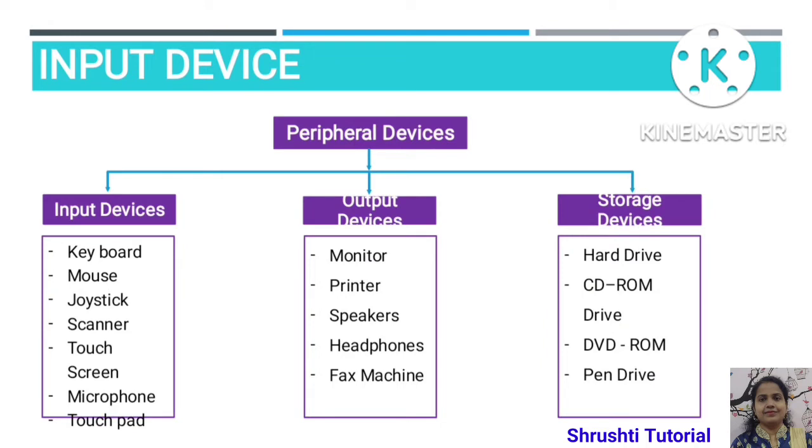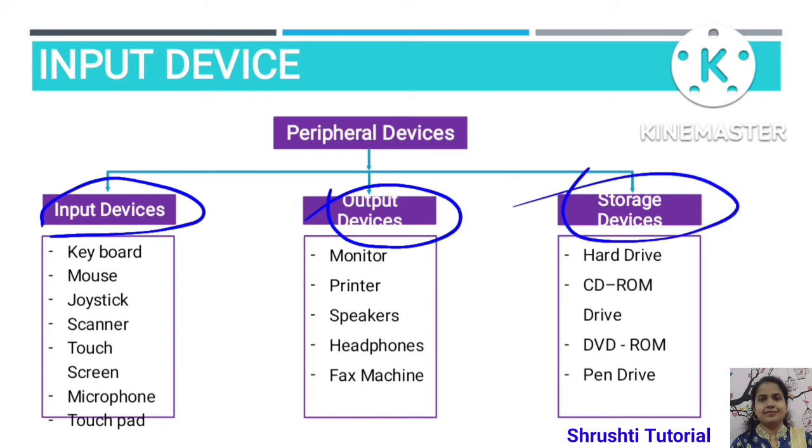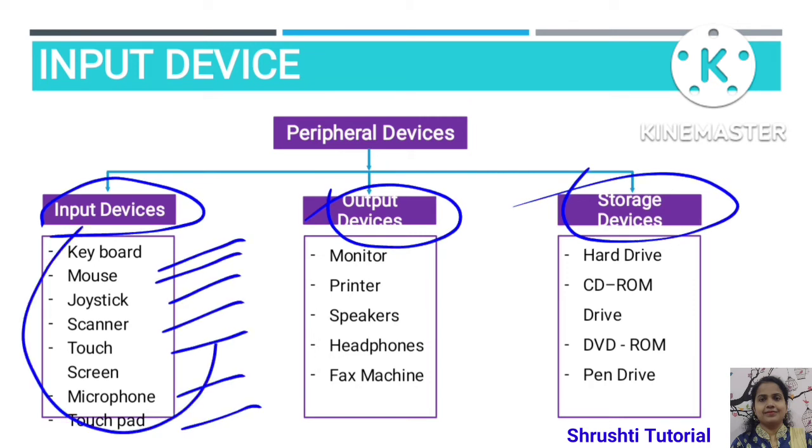Peripheral devices. These are divided into three categories: input devices, output devices, and storage devices. What is known as input devices? Using these devices, we are giving instructions to the computer. They are the keyboard, mouse, joystick, scanner, touch screen, microphone, touchpad. These are examples of input devices using which we are giving input or instruction to the computer.